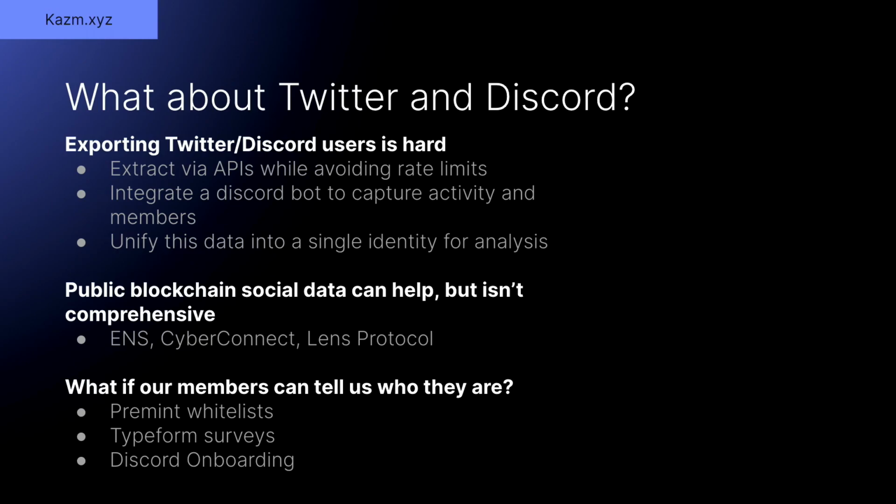I alluded to this earlier, but if you've done a pre-mint whitelist, often you're collecting Twitter and Discord information. Sometimes people use Typeform surveys when they're onboarding, or even during the Discord onboarding process for your token-gated community, so you then know which Discord profile goes with what wallet. So often communities have this sort of first-party data and they want to know how to leverage it.